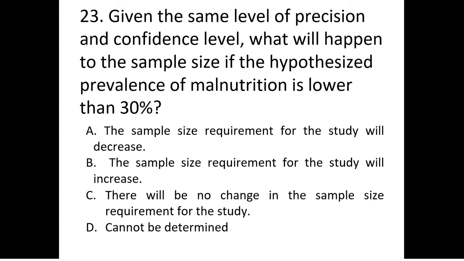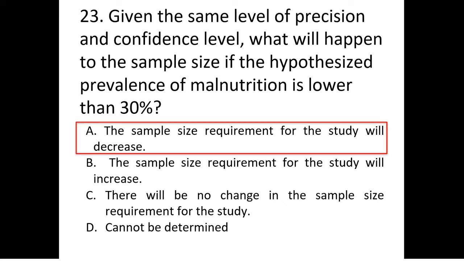Given the same level of precision and confidence level, what will happen to the sample size if the hypothesized prevalence of malnutrition is lower than 30? So we have the same other parameters, just the proportion being changed to a lower value. The answer should be the sample size requirement for the study will decrease, A. Remember, the highest yielding sample size of a value of a proportion is actually 0.5. When you have a proportion of 0.5, your variance is at maximum, which is 0.25. Now, as you veer away from 50%, 51, 52, 53, or 49, 48, 47, up to the extreme high values or the extreme low values, your variance decreases. It becomes less than 0.25. Now, because your variance is directly proportional with your sample size, if it decreases, then the sample size also decreases. Hence, the answer being A in this question.